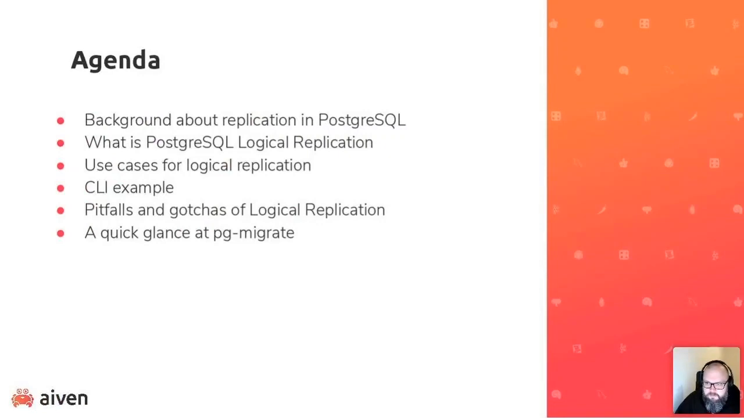So on the agenda today is logical replication on Postgres. We'll start off with some background about replication on Postgres in general, then look at logical replication. That will be followed by a quick CLI example. Then we'll address some pitfalls and concerns that you should take into account when using logical replication. Then finally, a few words about PG Migrate, an open source migration toolkit that's in the works at Aiven.